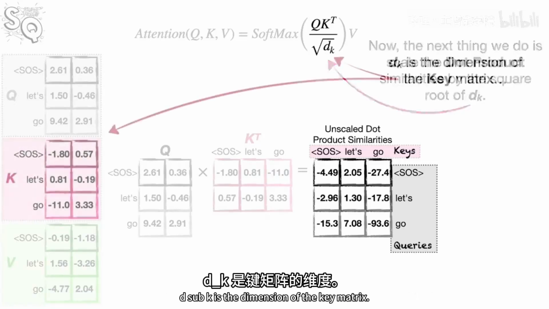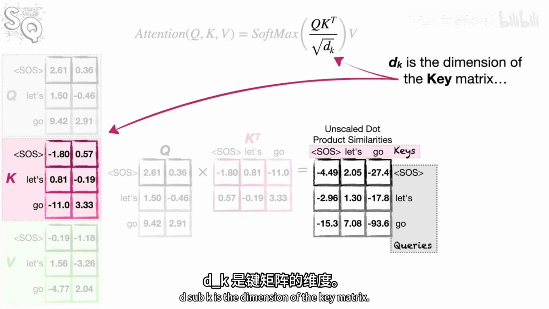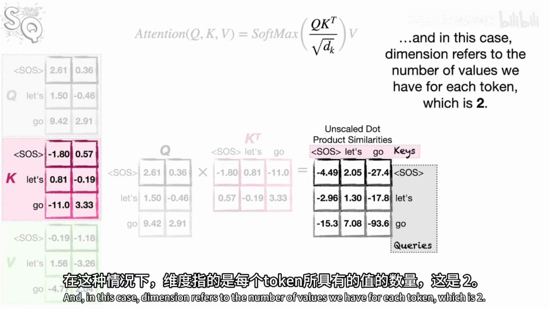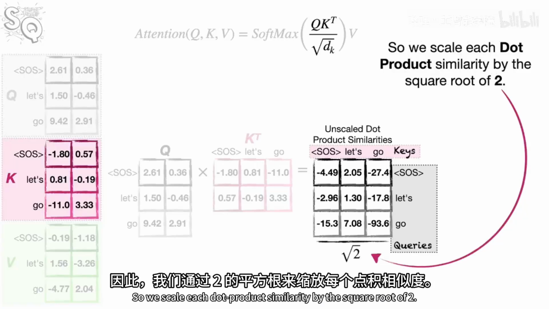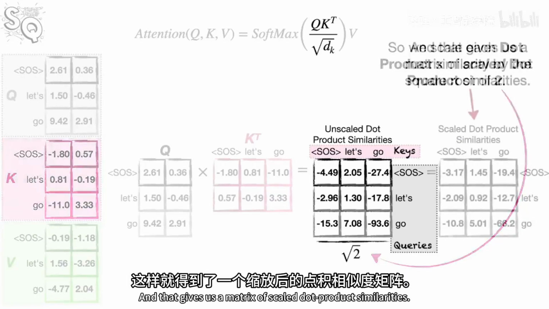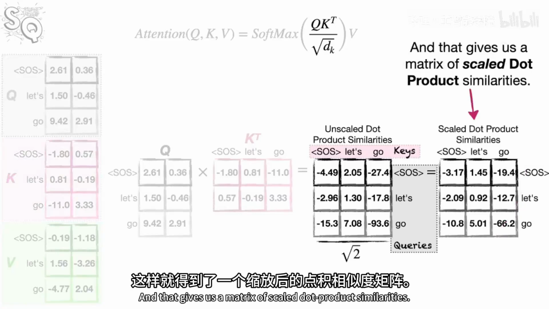Now, the next thing we do is scale the dot product similarities by the square root of d sub k. d sub k is the dimension of the key matrix. And, in this case, dimension refers to the number of values we have for each token, which is 2. So we scale each dot product similarity by the square root of 2. And that gives us a matrix of scaled dot product similarities.